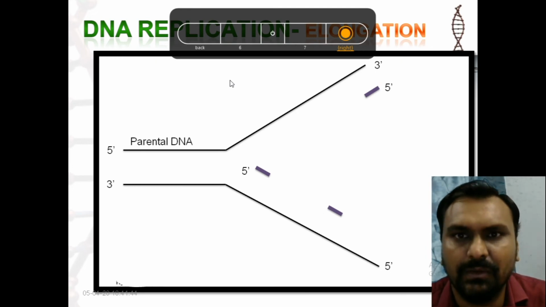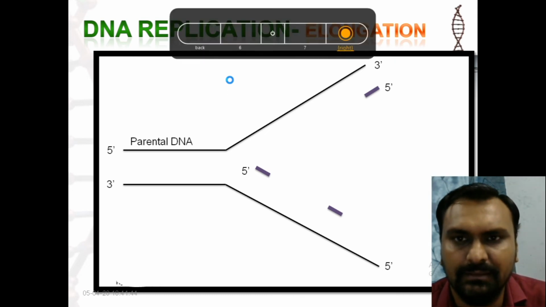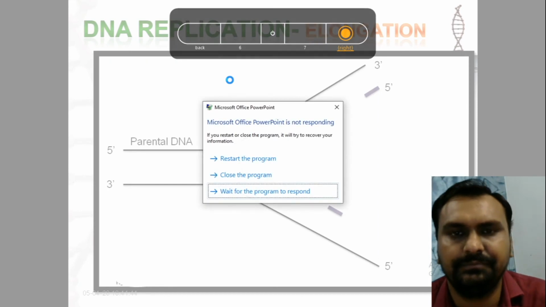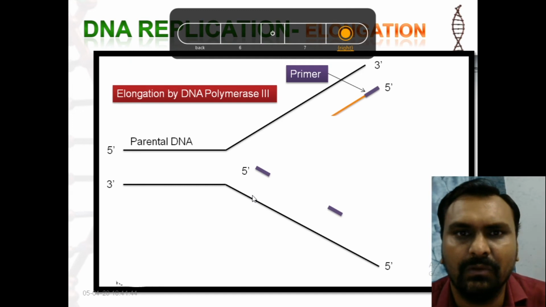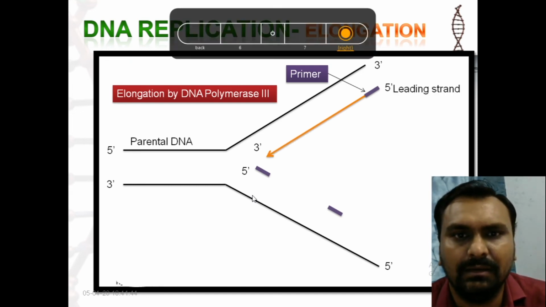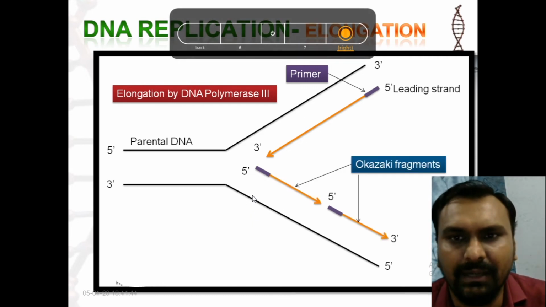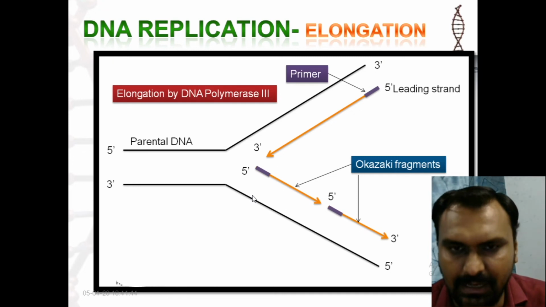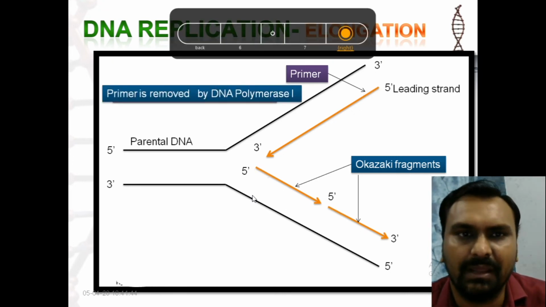Okay. So you can see here, the DNA synthesis towards the replication fork is continuous. Okay. So elongation here is continuous. While in the other strand, as the DNA unwinds, nucleotides are added. Okay, so it is lagging behind. They are called Okazaki fragments.